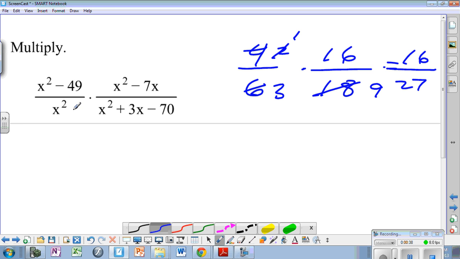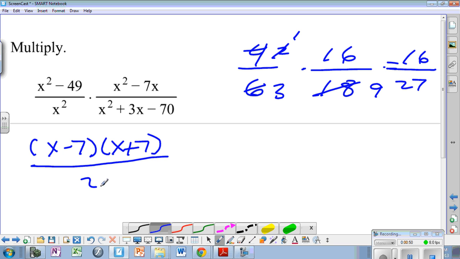So the first thing we have to do is factor the polynomial x squared minus 49. Hopefully you recognize that that is the difference of squares. So it's x minus 7, x plus 7. x squared is already factored. And then I need to factor the numerator for the second fraction. The two terms have x in common, and so then we have x minus 7.